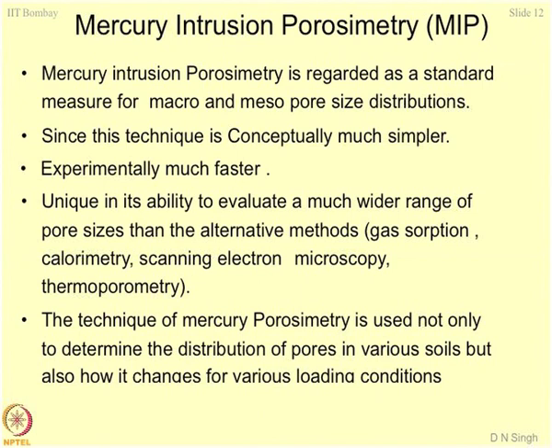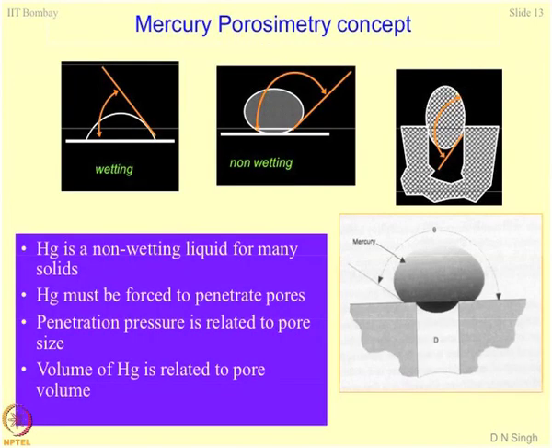And this technique is used not only to determine the distribution of pores in various materials or soils, but is also used to find out the changes which a system undergoes during loading conditions. One example is the compaction process. So from dry to wet of optimum, when you compact the soil, how your pore structure is changing can be captured by this technique. This is the basic concept of porosimetry.